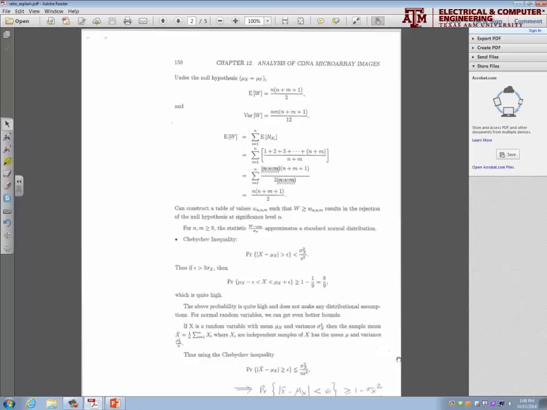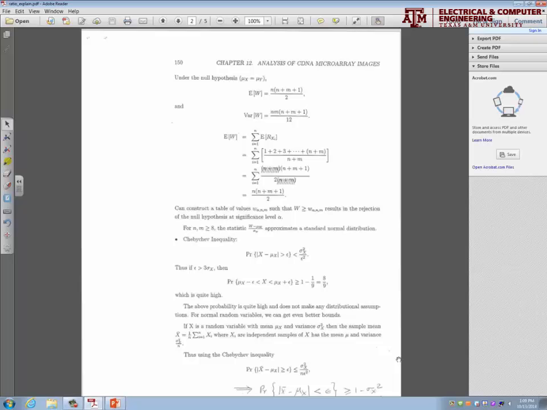And if the two populations have the same means, then the assumption is that it can take any of these values with equal probability, right? So it's going to take the value 1 with probability 1 over n plus m, 2 with probability 1 over n plus m, 3 with probability 1 over n plus m, equally likely events, n plus m equally likely events. So you go ahead and add these together, these are the ranks, equally likely.